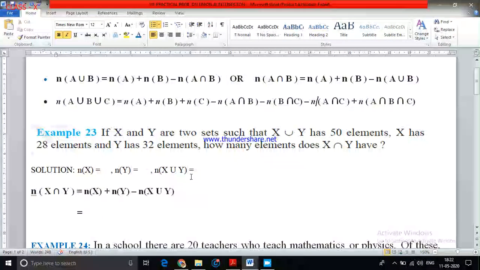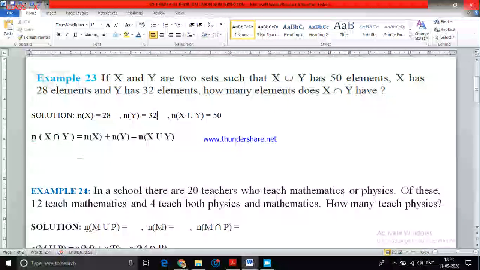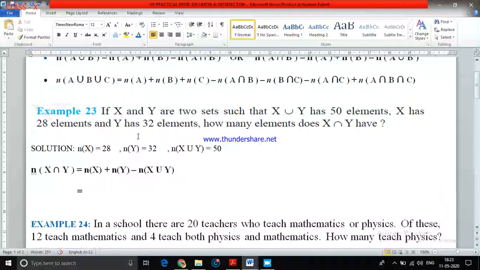Now take the example. If x and y are two sets such that x union y has 50 elements, that means n of x union y will be 50. X has 28 elements, so n of x is 28, and y has 32 elements, so n of y is 32. Then how many elements does x intersection y have? So n of x intersection y is n of x plus n of y minus n of x union y.